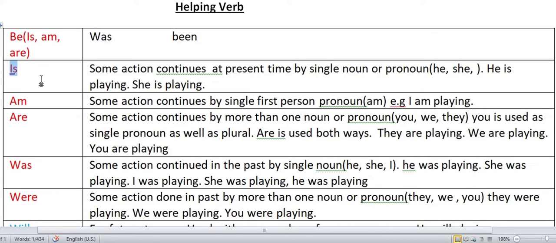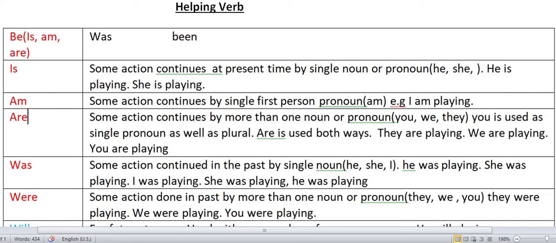This helping verb is used in actions that continue at the present time by a single noun or pronoun. This is so important. Mostly we make mistakes over here with noun and pronoun. So if a noun is single, and a pronoun like he and she, we use is. Like he is playing and she is playing. Next we have am. It is also part of be. It is used when some action continues by a single first person pronoun. It is used with only I. Am is specific for I. For example, I am playing.